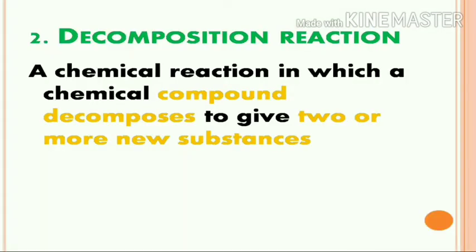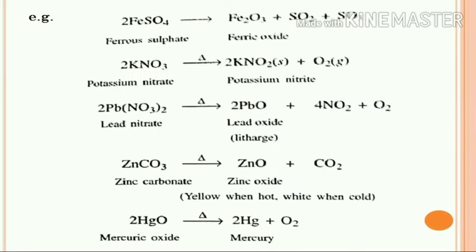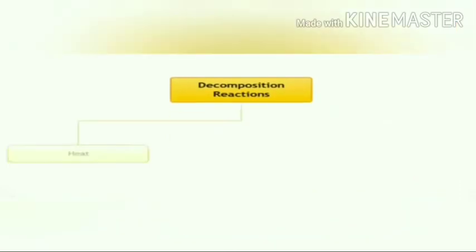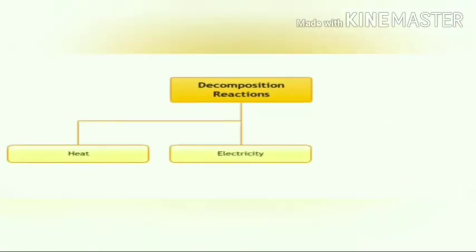Therefore, a decomposition reaction is defined as a chemical reaction in which a chemical compound decomposes to give two or more new substances. Now, note down some examples of decomposition reactions. Note here that the compounds sodium nitrate and potassium nitrate can undergo decomposition, but other compounds of sodium and potassium do not undergo decomposition reaction. Decomposition reactions use heat, electricity, or light energy.